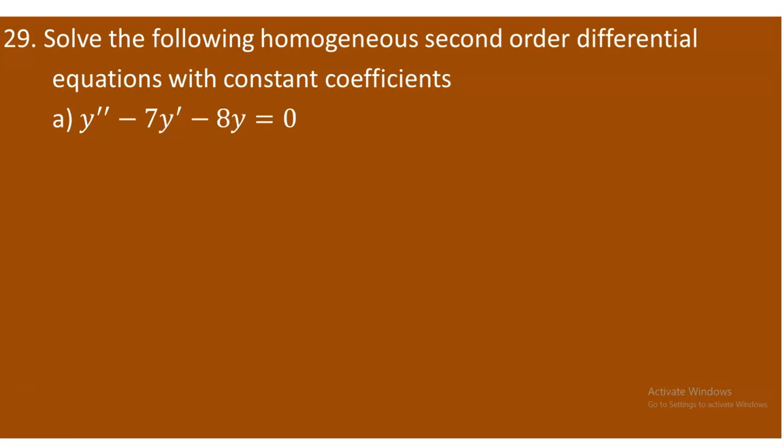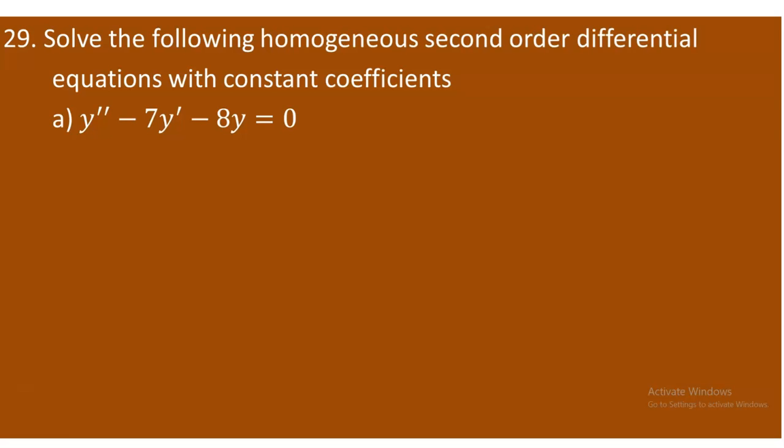So let's go to the other question. Question number 29. It says, solve the following homogeneous second order differential equations with constant coefficients. So you have been given that y second derivative minus 7y prime minus 8y equals 0.